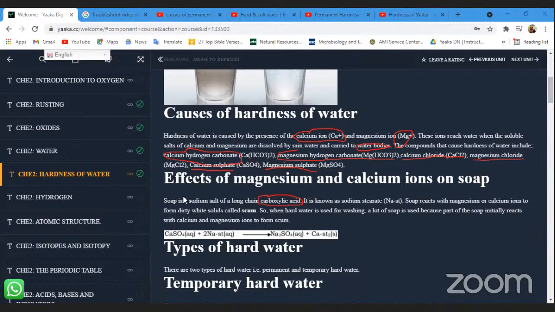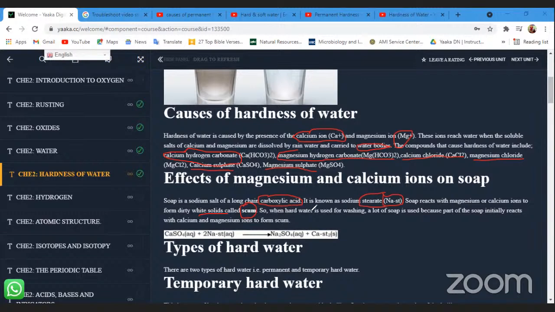So this salt here that makes up soap is known as sodium stearate. Okay, most times we can abbreviate it. We can abbreviate sodium stearate right here. Sodium and then St. Soap reacts with magnesium or calcium ions to form dirty white solids. These solids, we call them, this term here, scum. So when the sodium stearate reacts with the magnesium and calcium ions, they form scum. That is the dirty substance, dirty white solids.